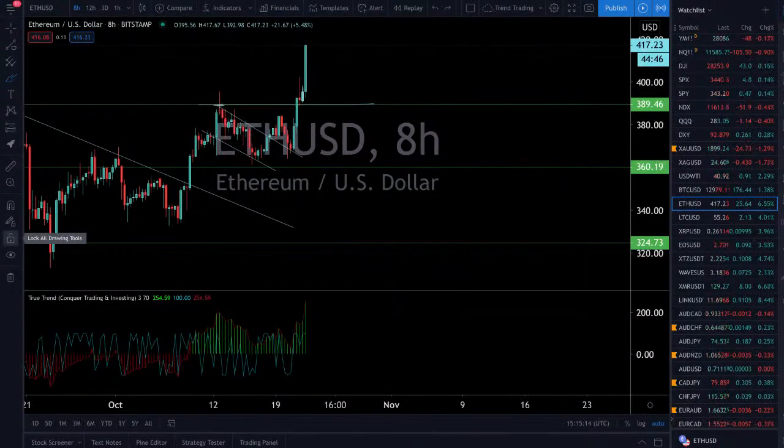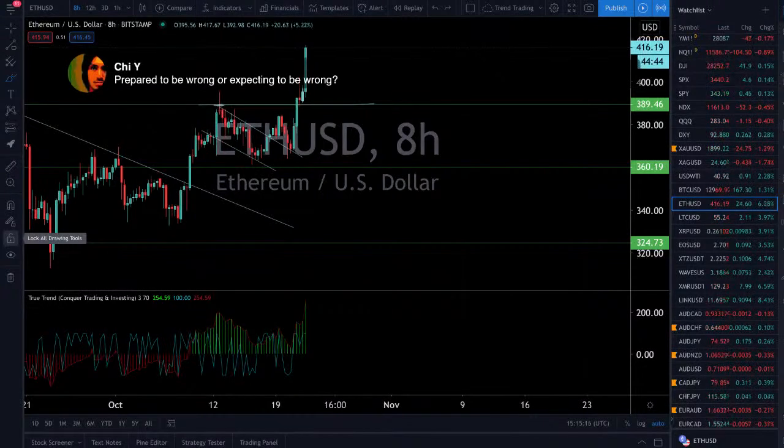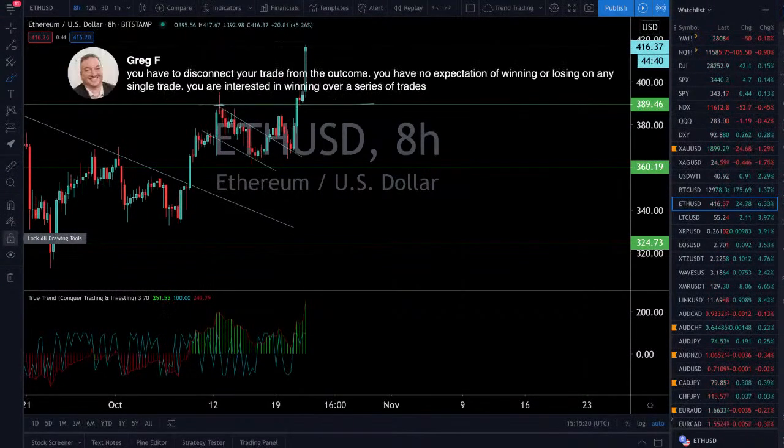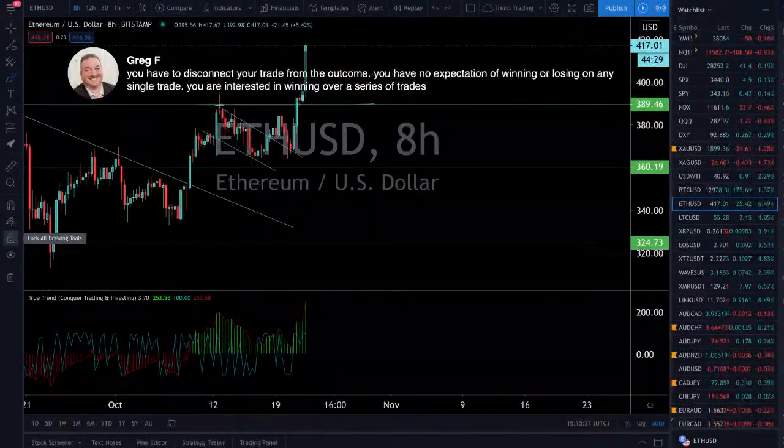This is where it's at. You don't expect to be wrong, but you're prepared to be wrong. And you do have to disconnect your trade from the outcome. You have to have no expectations of winning or losing on any single trade. You are interested in winning over a series of trades. You are the casino.